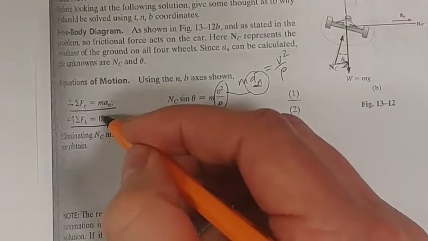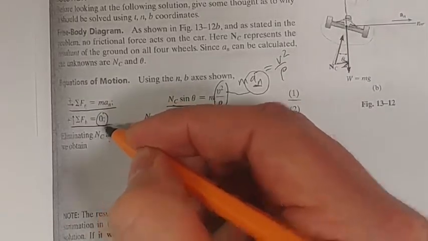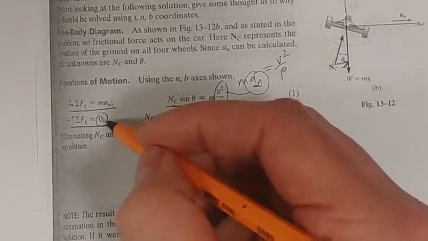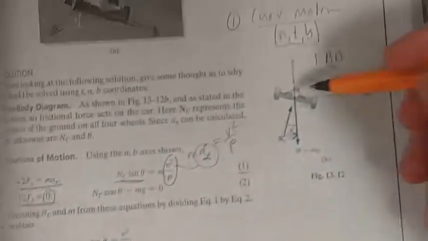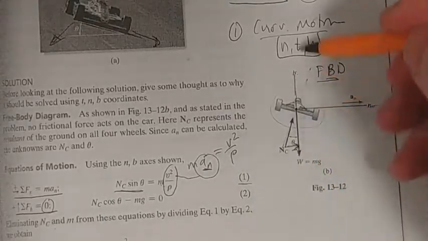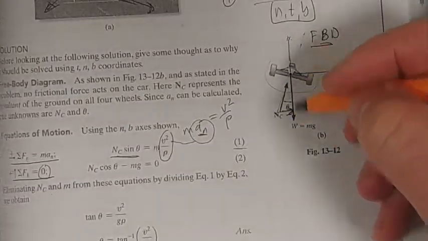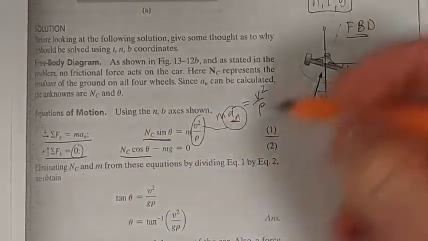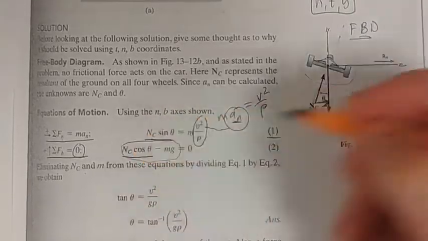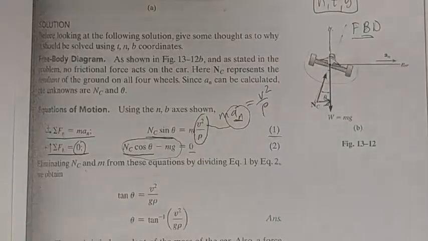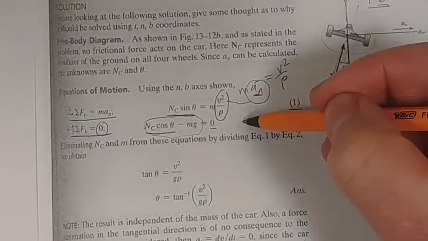Now, let's look at the binormal direction. The sum of the forces in the binormal is 0, right? Recall that when we're talking about the normal tangential binormal coordinate system, we assume that motion in the binormal direction is 0. There's no acceleration in the binormal direction. Okay? So what's happening there? Normal cos theta minus mg. Those are my forces in the binormal direction. Normal cos theta minus mg equals 0. Okay, so we've got two equations here.